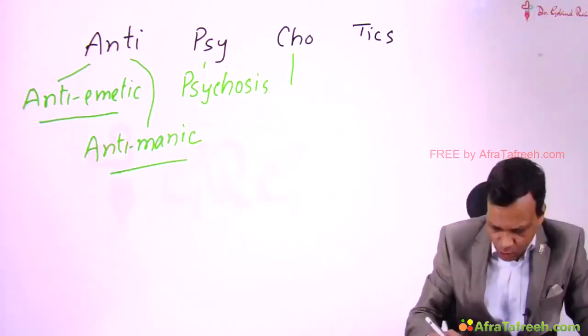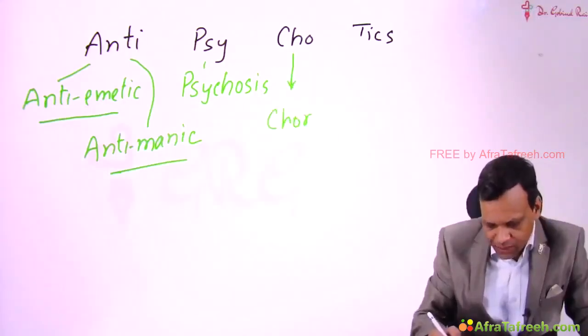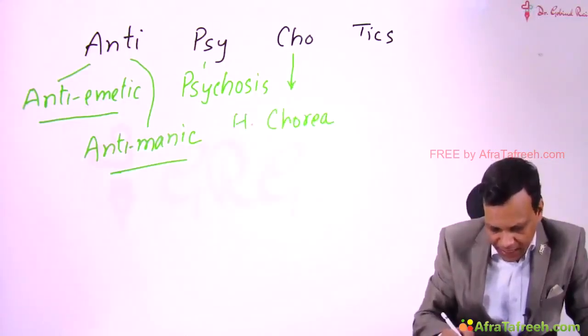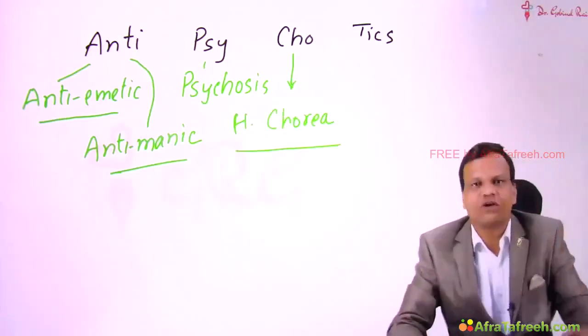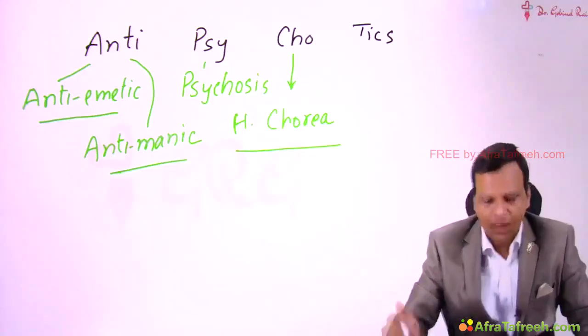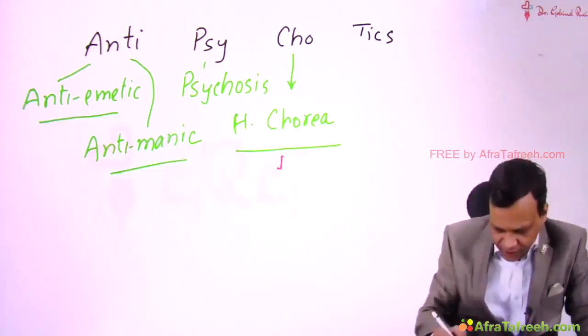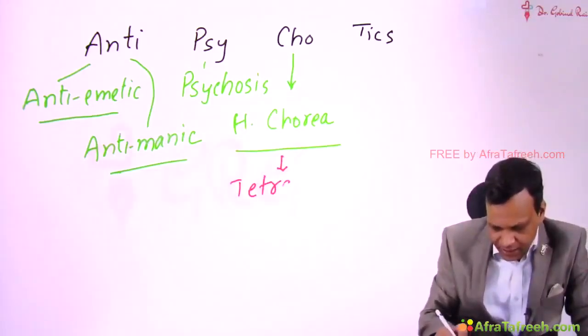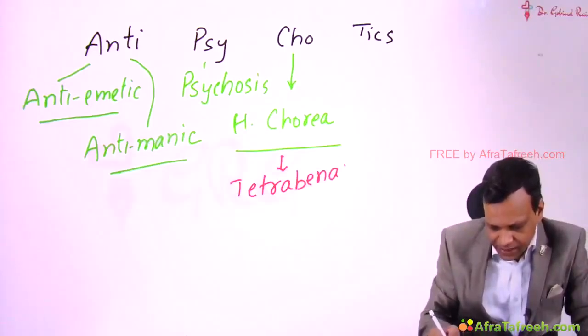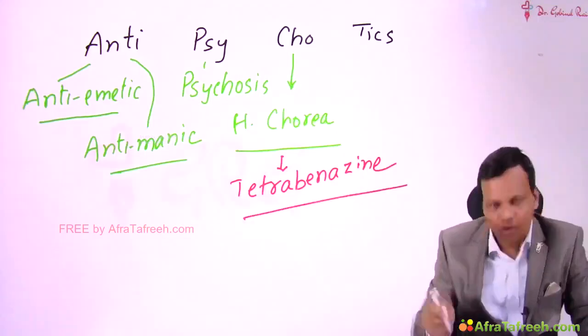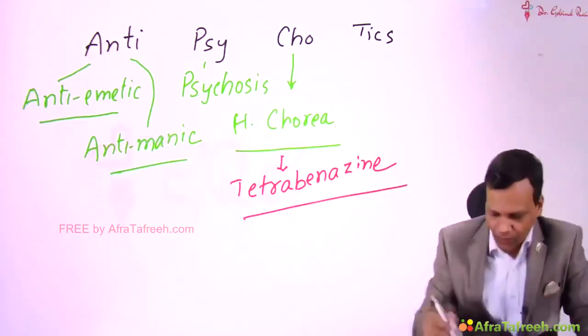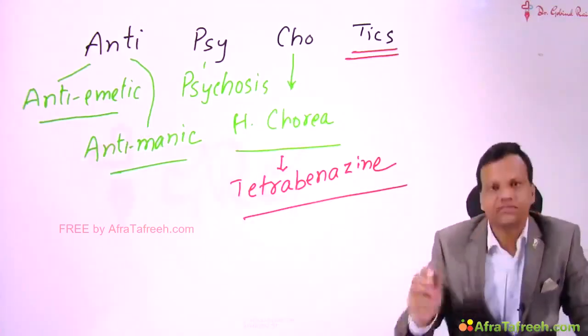Then another thing is chorea. Chorea means Huntington's chorea. Antipsychotic drugs can be used for treatment of Huntington's chorea, but the drug of choice for Huntington's chorea is tetrabenazine. Tetrabenazine is a drug of choice. Antipsychotics can be used.